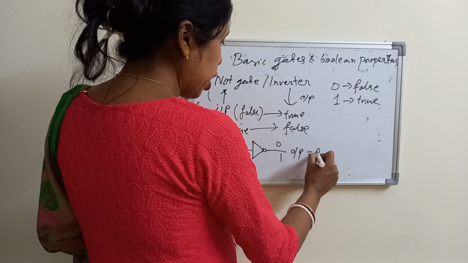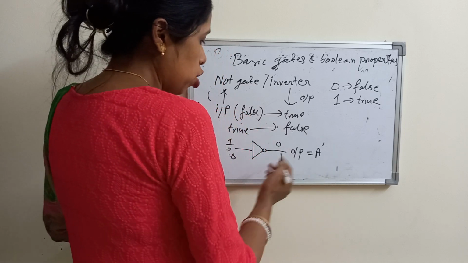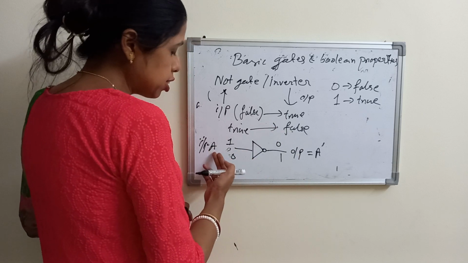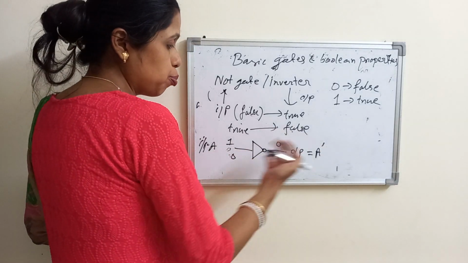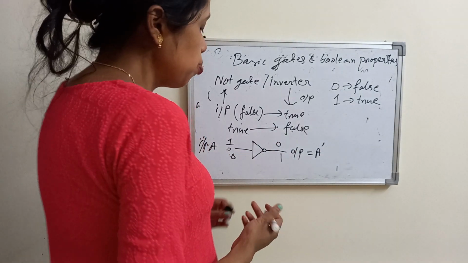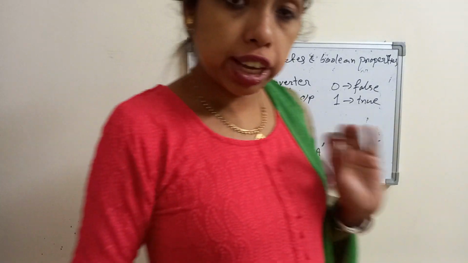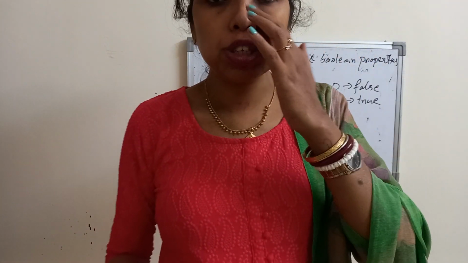Output is equal to A complement. This is called the A complement, the inversion of A. A is the input, and the output will be the inversion of the input, A complement. So what are the inputs you are giving, and accordingly what are the outputs you are getting?